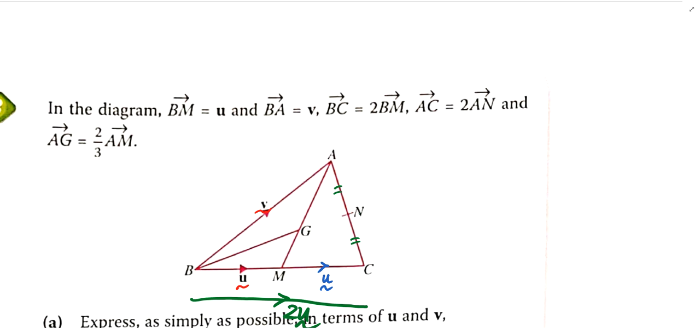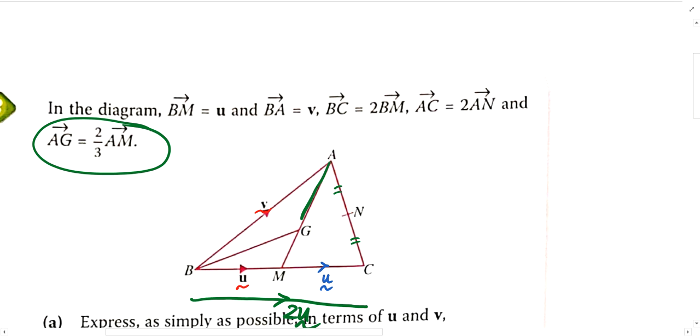And then we also have AG. AG is 2/3 of AM. Okay, this one over here. AG is 2/3 of AM. So which one is bigger, AG or AM? AM is bigger, okay, as shown in the diagram. AM is bigger, AG is smaller. So what is the ratio AG to AM?